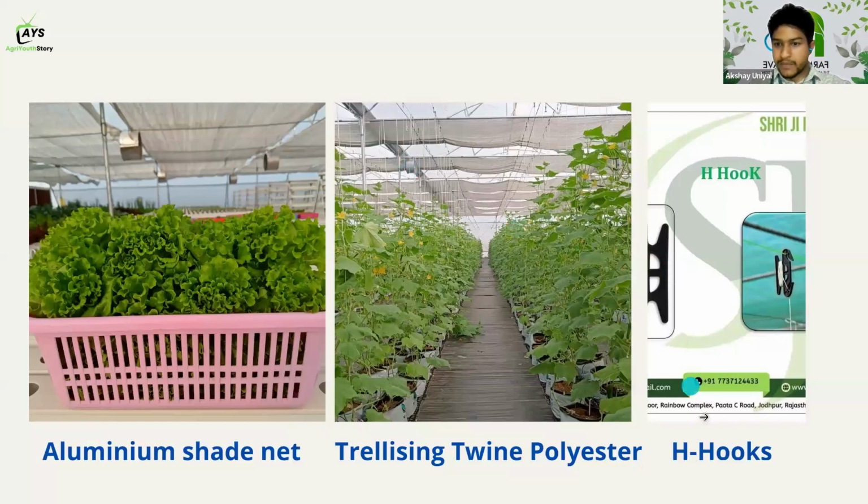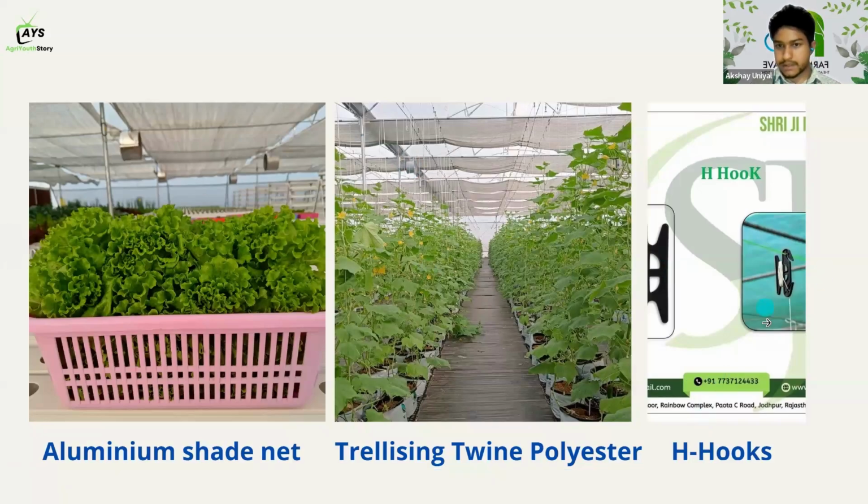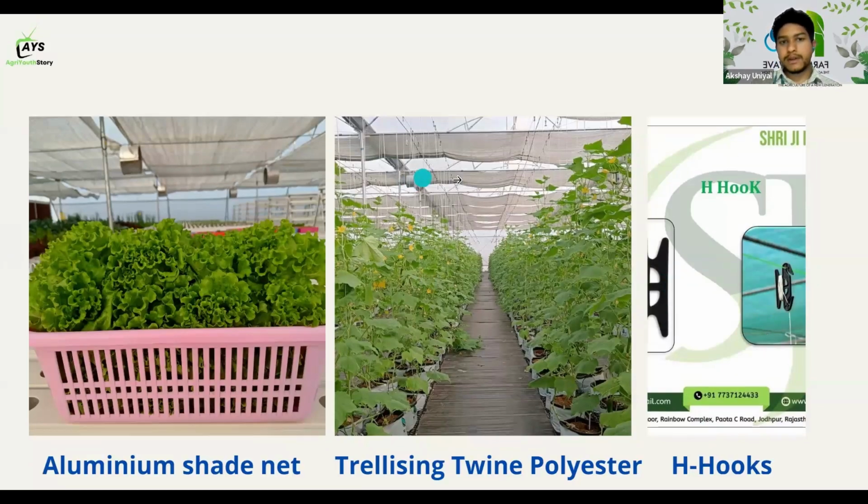Okay. Now, coming to this, these J hooks. There are two types of hooks: J and H hooks. You see, there are a lot of plants, these long plants that need space to hang. These are climbers. Have you seen a climber plant? You must have seen cucumber plants or tomato plants.